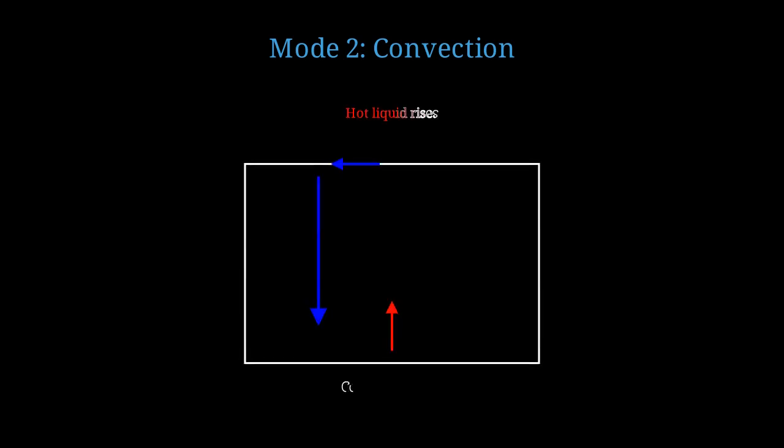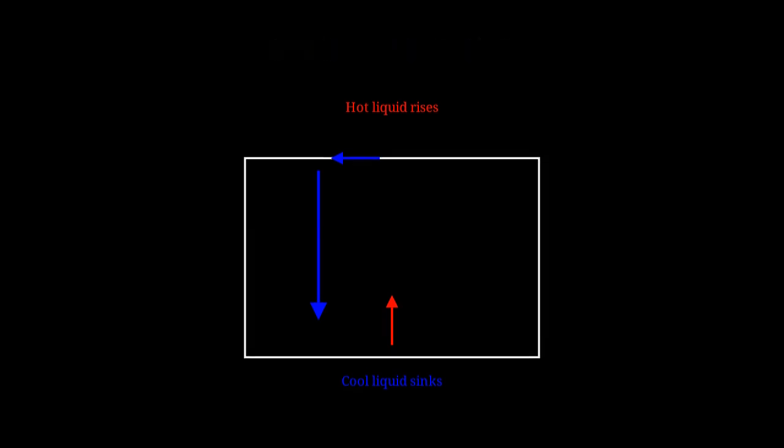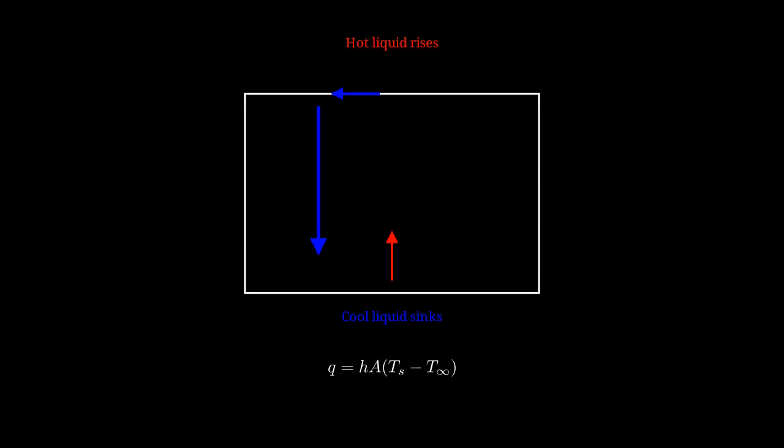Convection is heat transfer through fluid motion. This is the dominant mechanism inside the soup. Hot liquid at the bottom rises due to lower density, while cooler liquid at the top sinks. This creates circulation patterns called convection currents. Newton's law of cooling describes convection. h is the convection coefficient, A is surface area, Ts is surface temperature, and T infinity is the bulk fluid temperature.